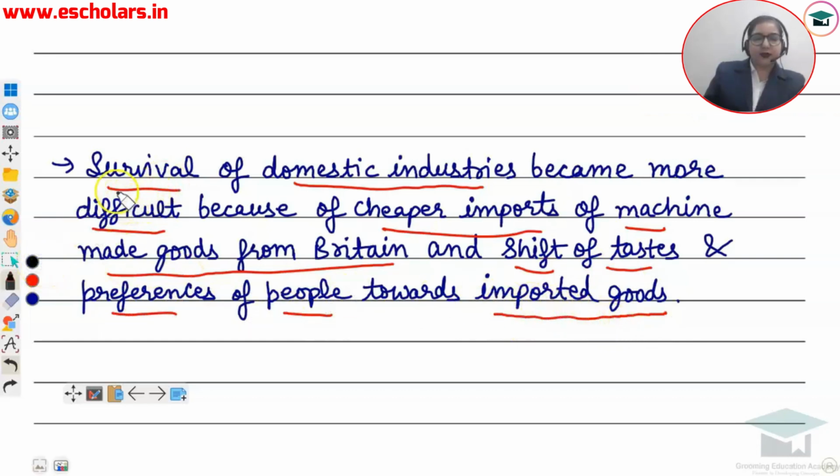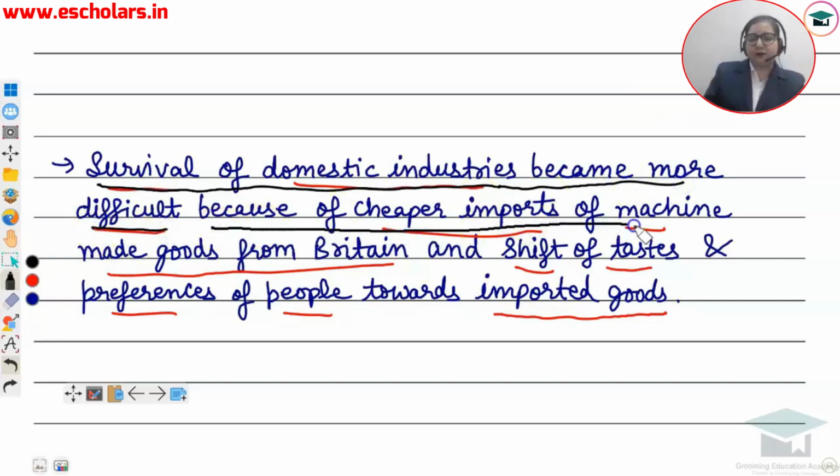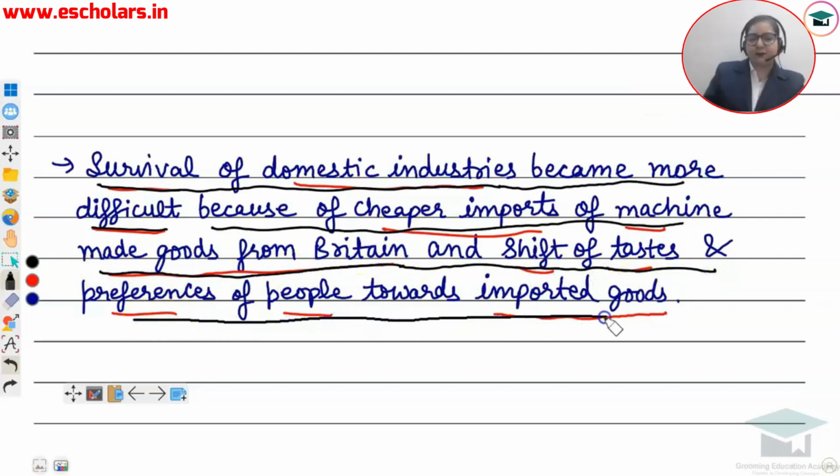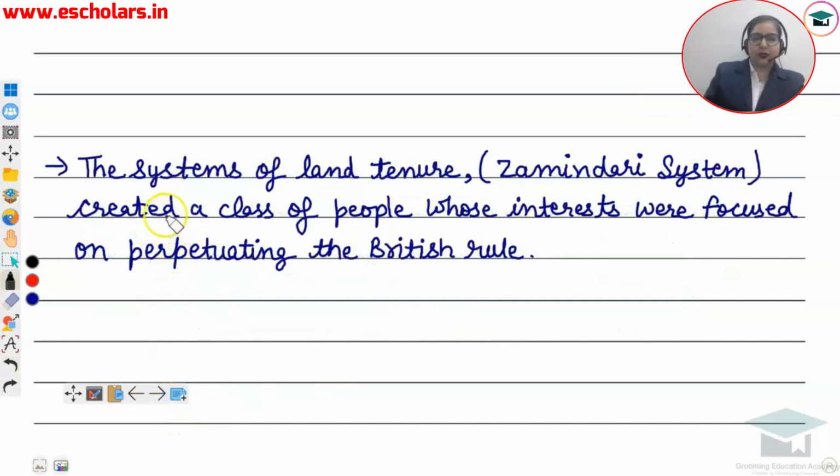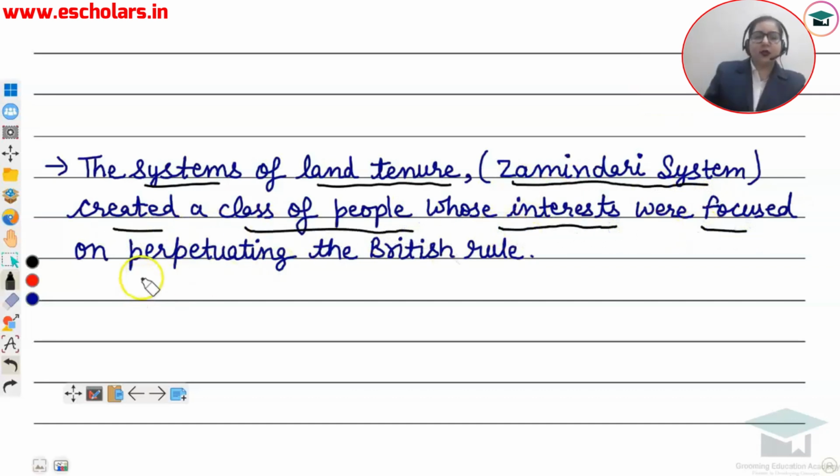Okay, so let's recall it till now. Survival of domestic industries became more difficult because of cheaper imports of machine-made goods from Britain and shift of taste and preferences of people towards imported goods. Next students, the system of land tenure, especially the zamindari system, created a class of people whose interests were focused on perpetuating the British rule, or continuing the British rule.